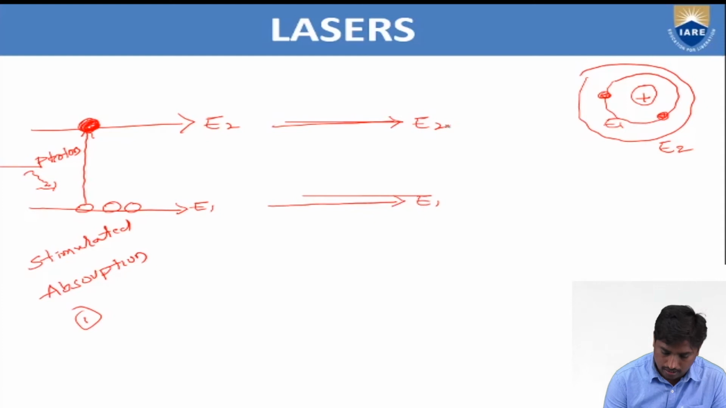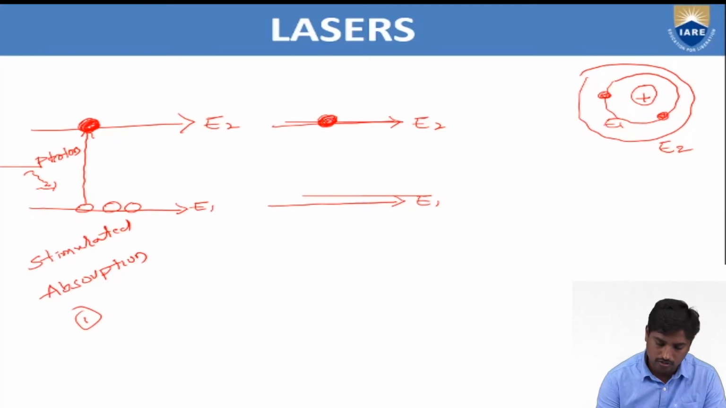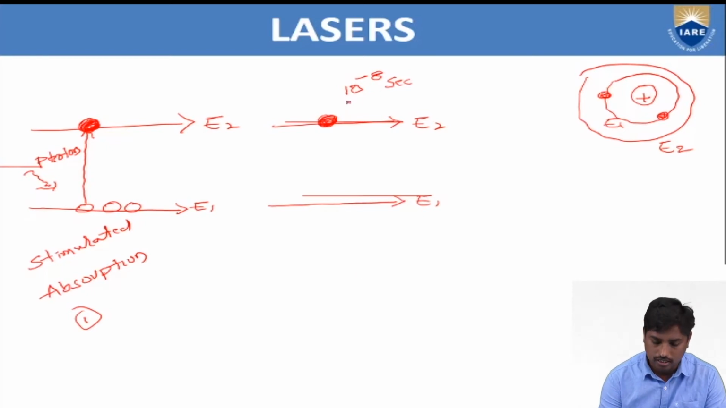Now, the electron in the excited state is not permanent in the excited state. After a lifetime, usually the lifetime of electrons in the excited state is said to be 10 power minus 8 seconds. Depending on the type of energy level, sometimes it may be 10 power minus 12, sometimes 10 power minus 10. So here I am taking the average lifetime of the electron in the excited state as 10 power minus 8 seconds.